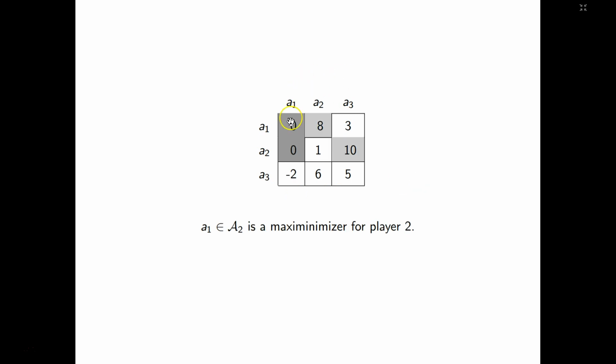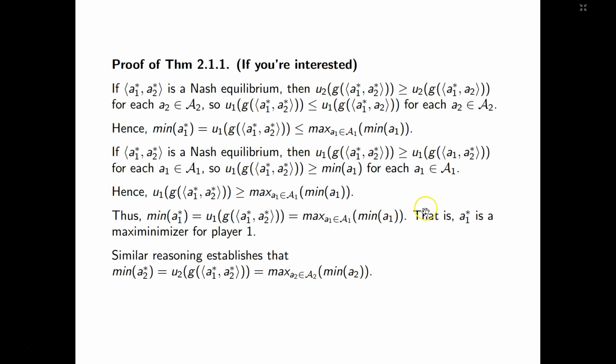For player 2, 0 is the min for A1. Remember your negatives, so this is a 2 now, so 0 is the min. Negative 8 is the min for A2, and negative 10 is the min for A3. So in this case, A1 is again the maxi-minimizer for player 2. So A1, A1 and A2, A1 are Nash equilibria where these maxi-minimizers coincide.